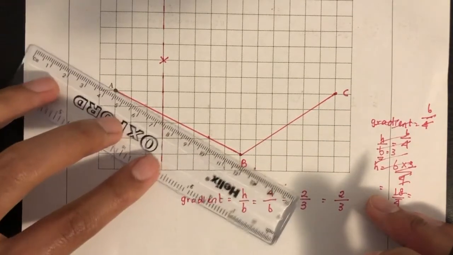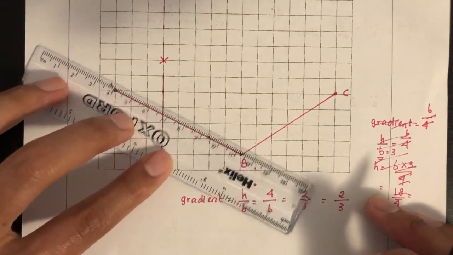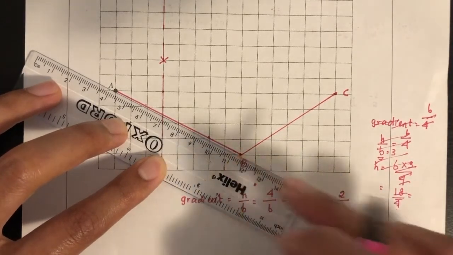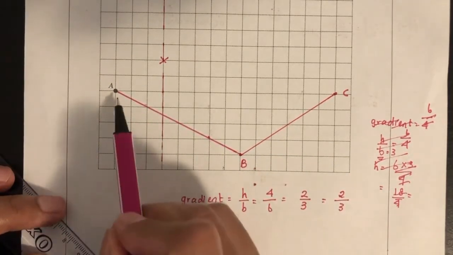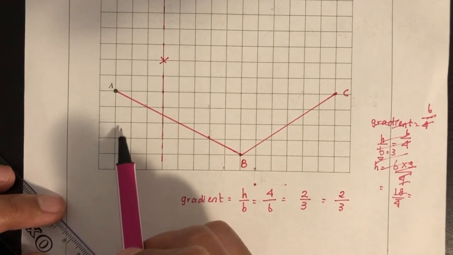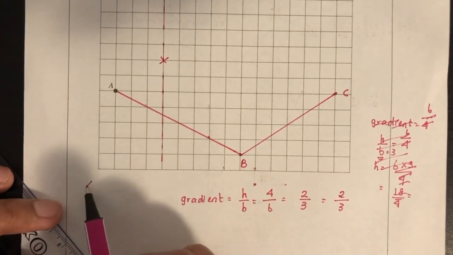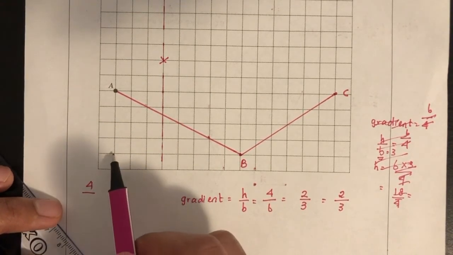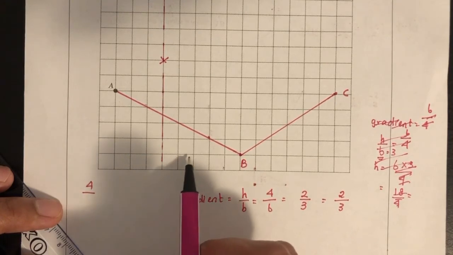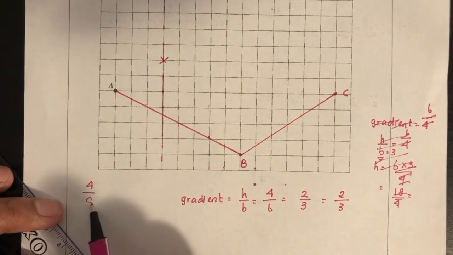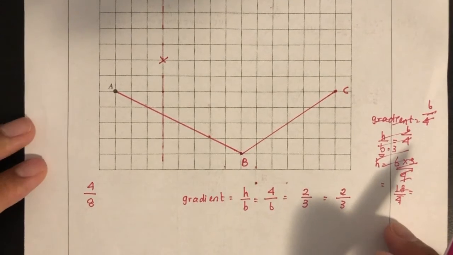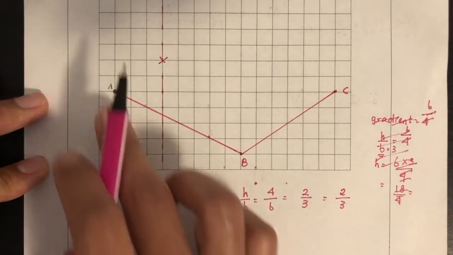So now for this side to be parallel, we have to use this gradient. What is this gradient? Height by base. So 1, 2, 3, 4 is the height. The base is 1, 2, 3, 4, 5, 6, 7, 8. 8, right? So that's the gradient for this line.